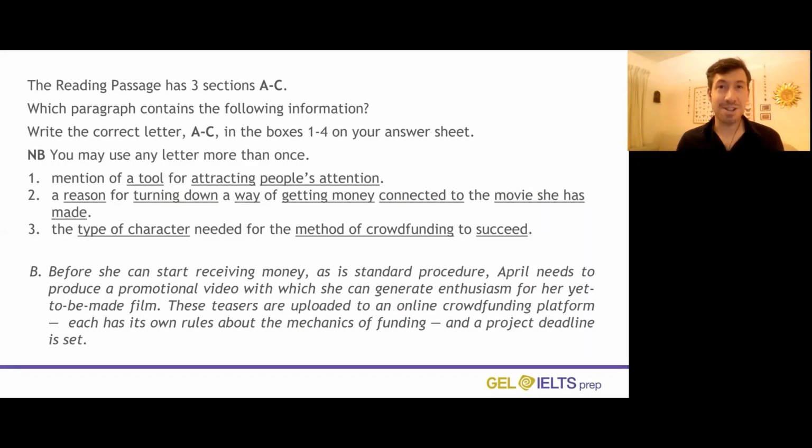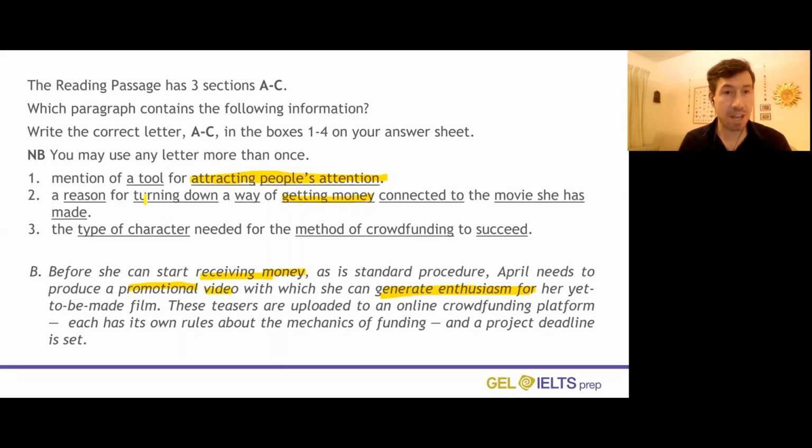Okay, let's look at this one together. So it says, before she can start receiving money, we've got the word money here, and receiving money, getting money. So you'd think maybe this is the correct answer because it's got those synonyms there. As a standard procedure, April needs to produce a promotional video. Now, promotional is a way of attracting people's attention, which she can generate enthusiasm for. So again, attracting people's attention, generate enthusiasm for yet to be made film.